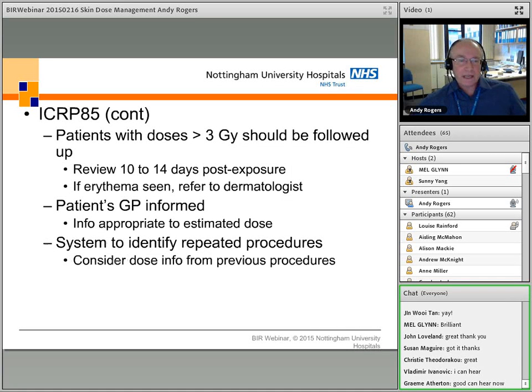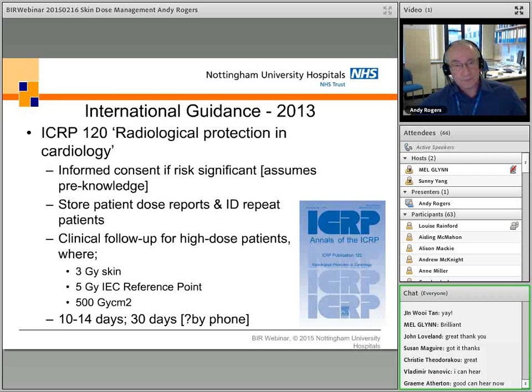And of course, if we're going to make this distinction between repeated exposures and non-repeated, then we need to identify people who are coming back, especially if they've been back within the last, say, 6 months. And then what we need to do is consider the information that we logged on them from that previous procedure. So there's an element of summation in the short term if people are having either repeated or staged procedures. Now this has been updated, coming much more up to date.